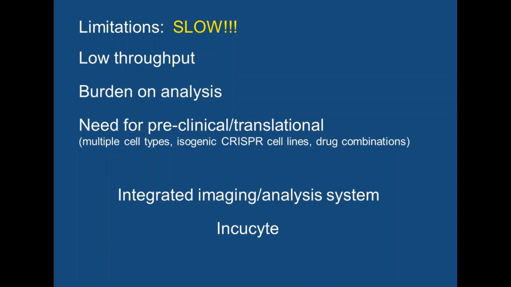There are ways to modify existing microscopes to make them more high throughput, but the problem with that is that we're now taking one of our core technologies and changing it for something that it wasn't designed to do. And so, recognizing this, we decided to use a new system, which is an integrated imaging and analysis system. In this case, we use the Incucyte machine that you've heard about already today. And I'm going to talk to you a little bit about how we've used that.